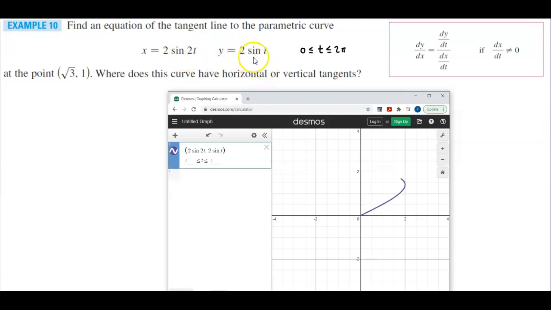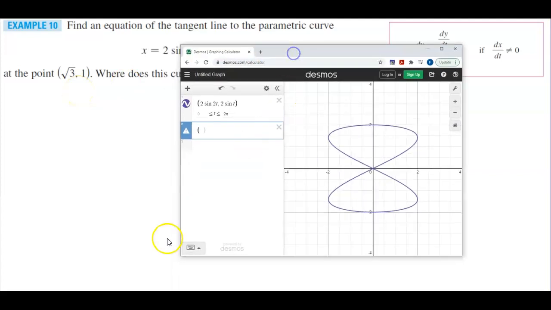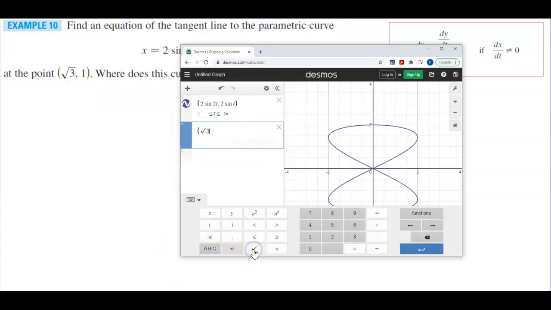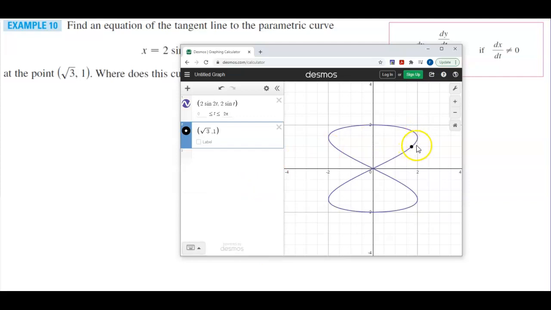Okay, now again, since it's a sine function, we're going to go from 0 to 2 pi, excuse me. And therefore, this is what our function looks like. Okay, and then we also want to figure out the equation of where it is relative to this point of the square root of 3 and 1. So the square root of 3 and then 1. So there is the point. Okay, and we want to find a line that's tangent to that. All right, so we'll come back to Desmos, but this is just an idea of what this graph looks like.